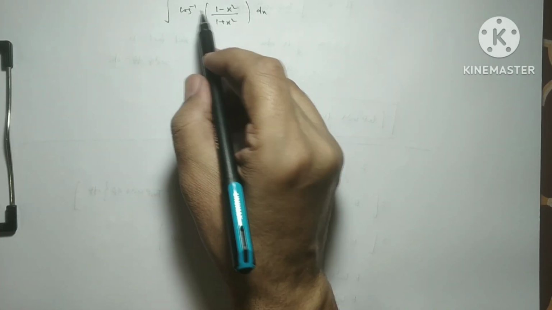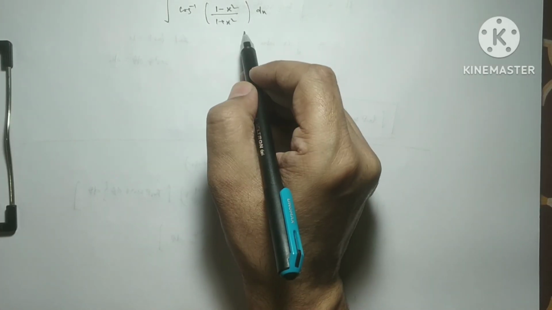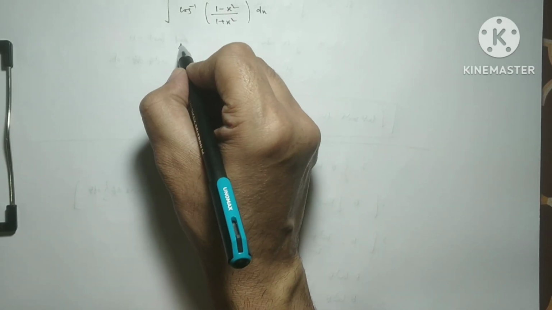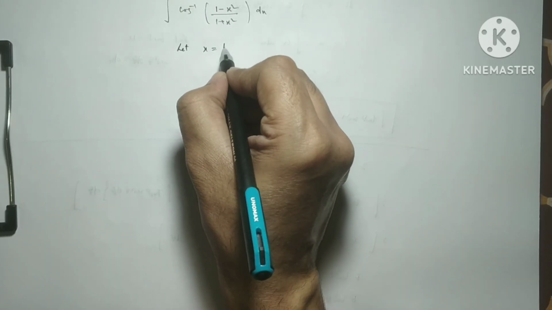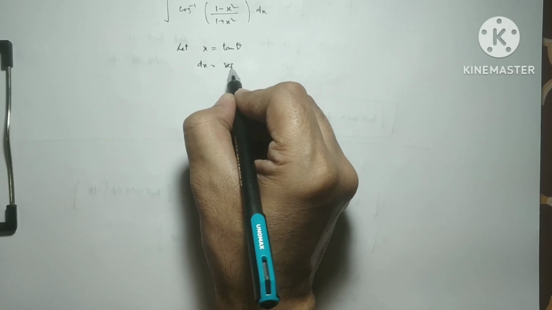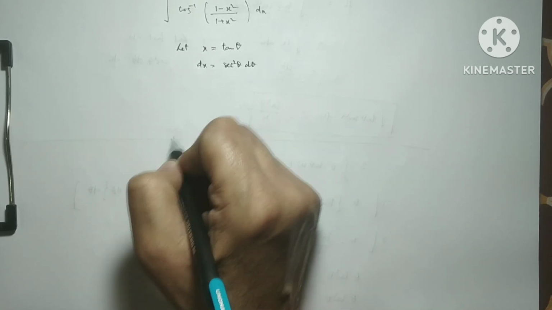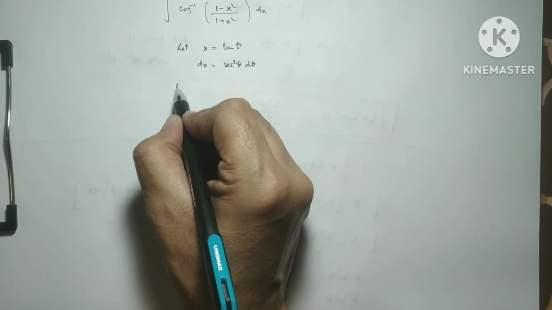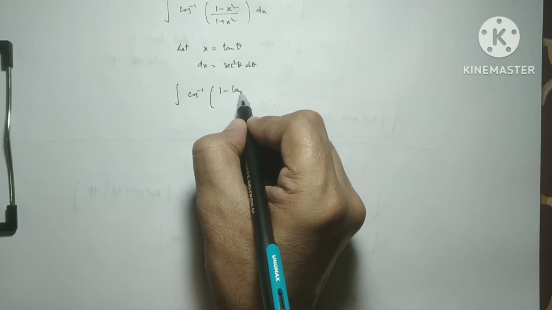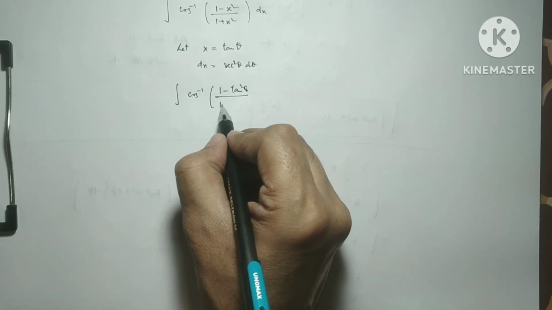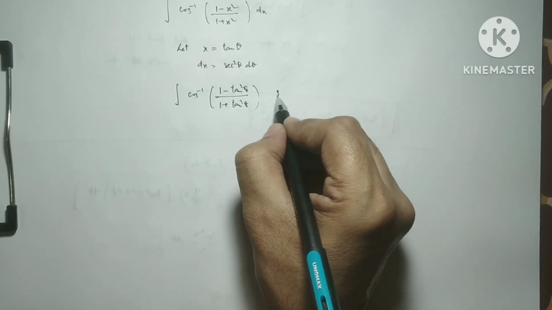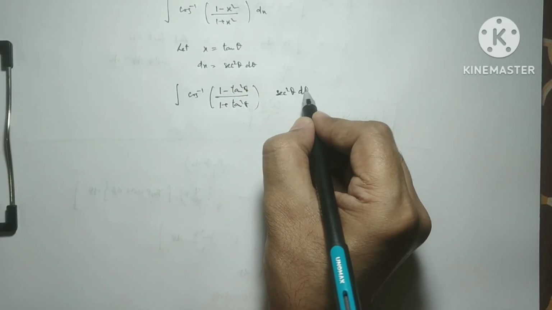Integrate cos inverse of 1 minus x square over 1 plus x square dx. So again we use substitution. Let x equals tan theta. So dx equals sec square theta d theta. Now we put these values in the given expression. So it is cos inverse of 1 minus tan square theta over 1 plus tan square theta, and the value of dx is sec square theta d theta.